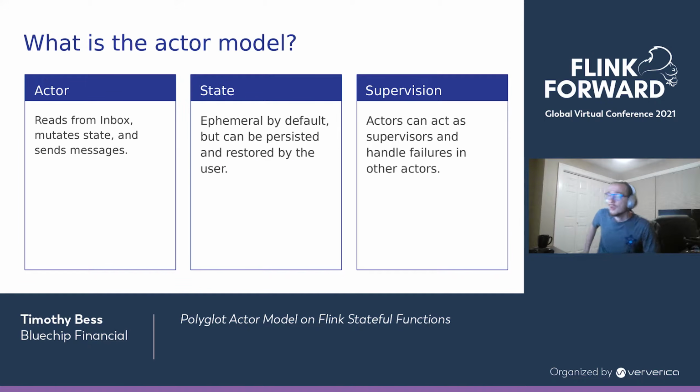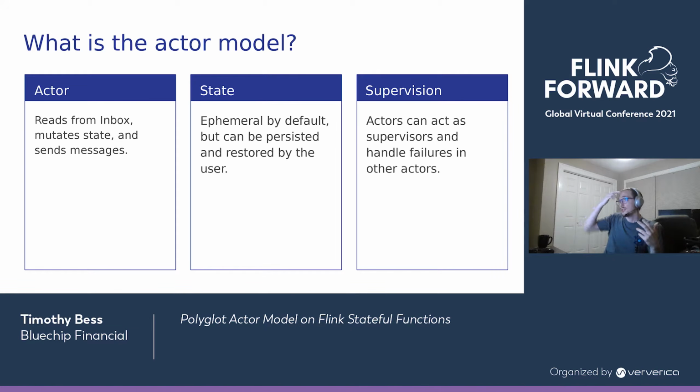Essentially, there are three major concepts that you need to know about. There are actors, which are essentially little processes that have an inbox. They can receive messages. Those messages cause them to mutate their state, usually, or send other messages. Their state's usually ephemeral, like a regular process. You can persist it, but again, it's sort of on the end user to manage that. And there's usually some sort of supervision.